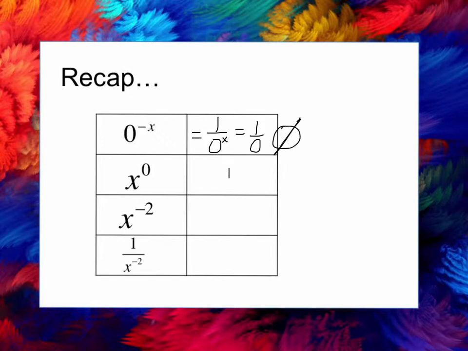X to the 0 power is 1. X to the negative 2, remember, we make it into a fraction to put it in the denominator to make it a positive exponent. And when the negative exponent is in the denominator, we put it up top in the numerator to make it positive. So this becomes x to the squared power.